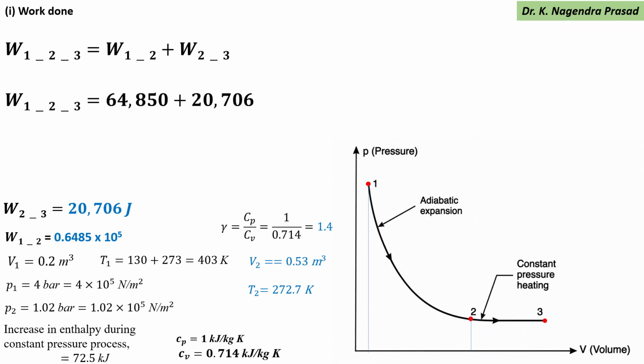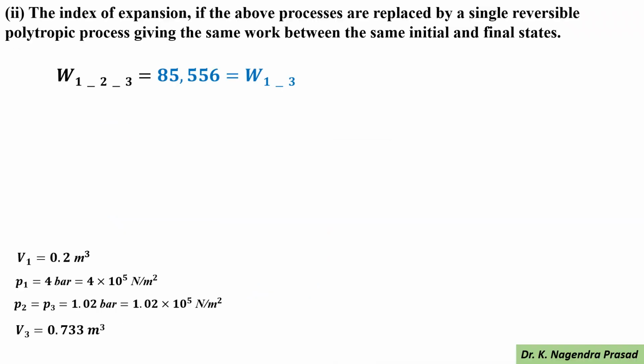So we know the values. Then net work done equals 85,556. Next we calculate the second question. The index of expansion if the above process is replaced by a single reversible polytropic process giving the same work between the initial and final states.